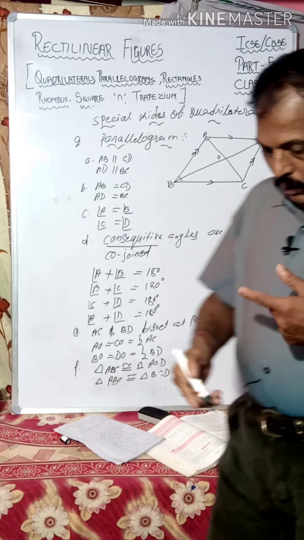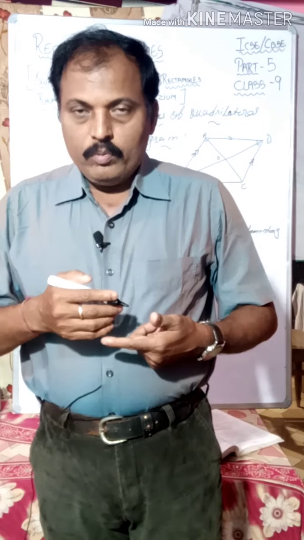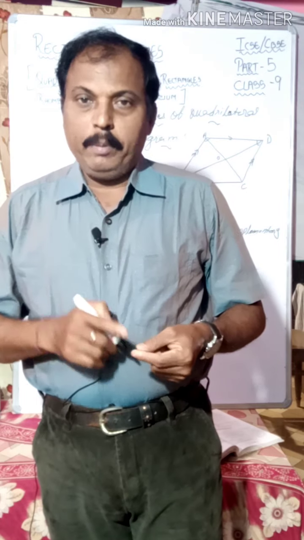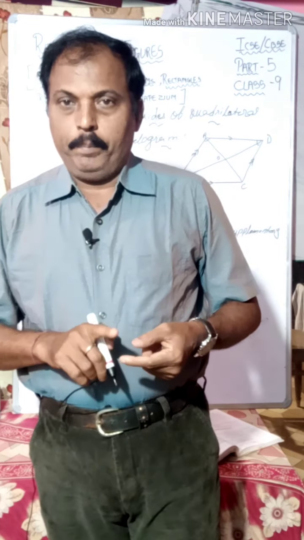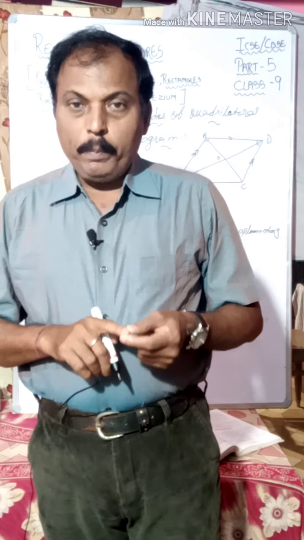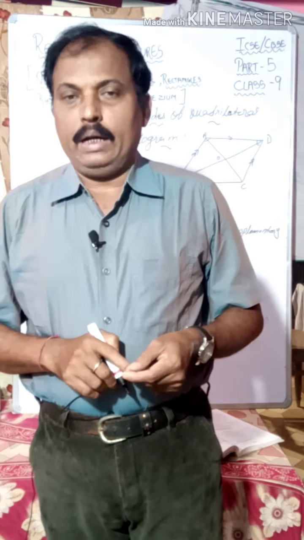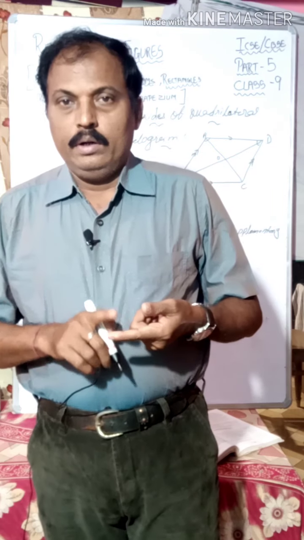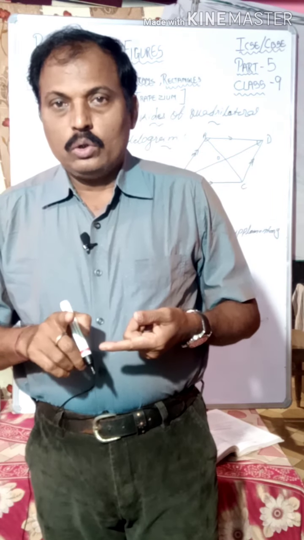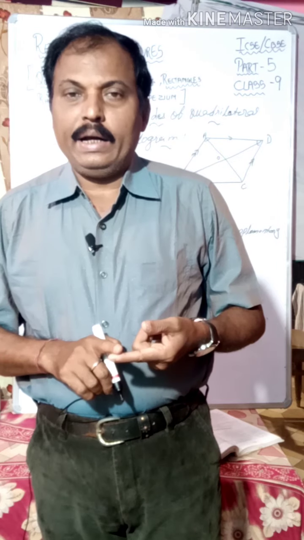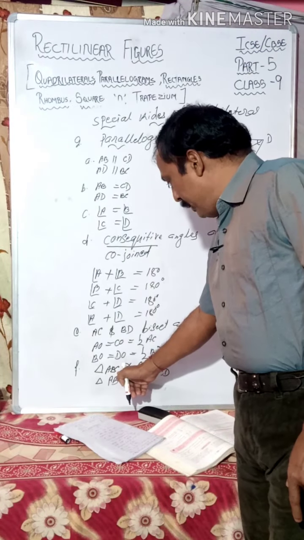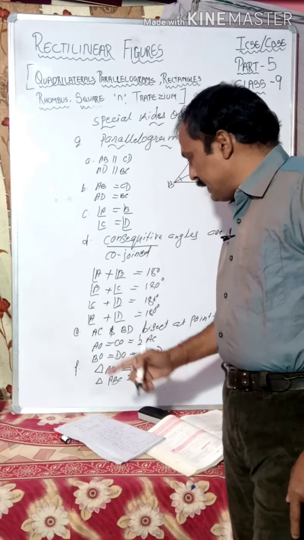Then the two diagonals divide the parallelogram into four equal-area triangles, or every diagonal divides it into two equal-area triangles, which we have already written: triangle ABC congruent to triangle ACD.